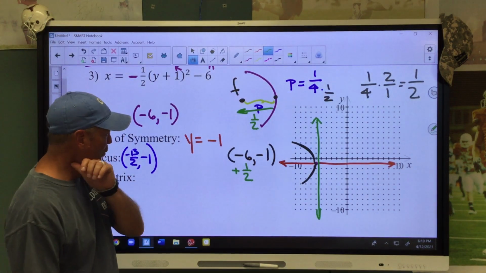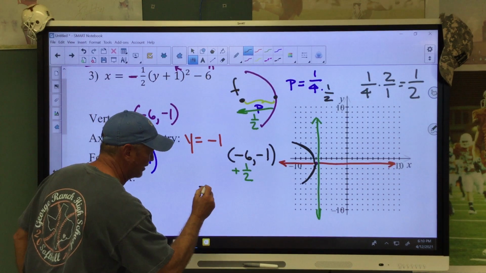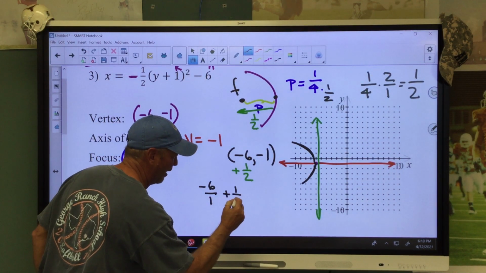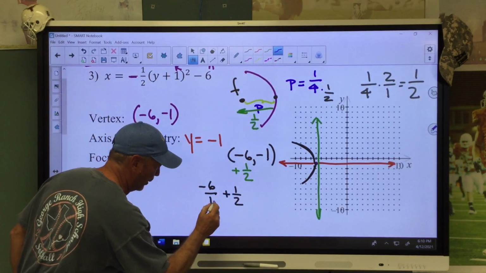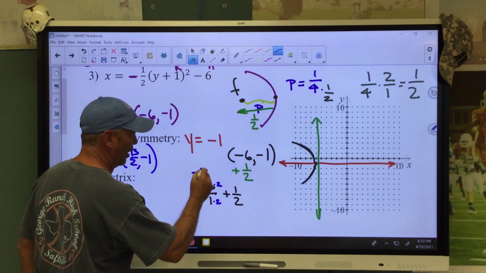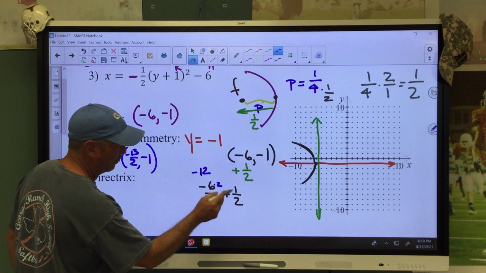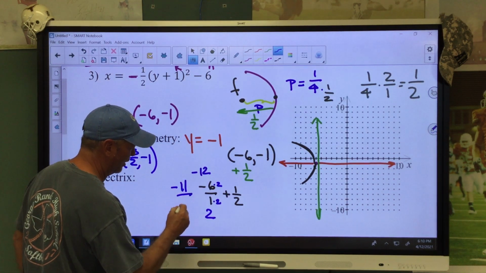Now, we're going to do it just like we've been doing. We're going to say -6 over 1 plus 1/2. We get that common denominator again. We're going to multiply times 2 times 2. We're going to get -12 over 2. But -12 plus 1 is -11 over 2.